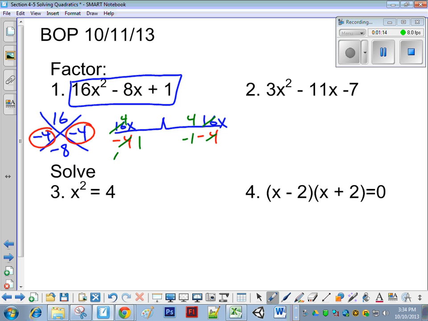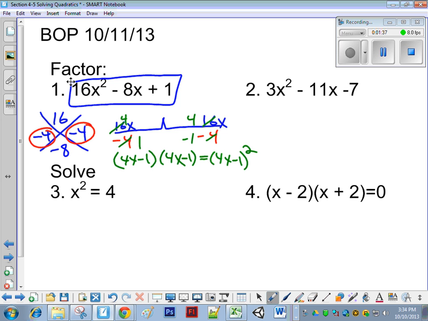So this will become 4x minus 1 times 4x minus 1, and it's better off if we write it as 4x minus 1 quantity squared. Now this is known as a binomial squared. There's some other ways to recognize it, but this is probably a good common way of doing it. Let's look at this number 2.